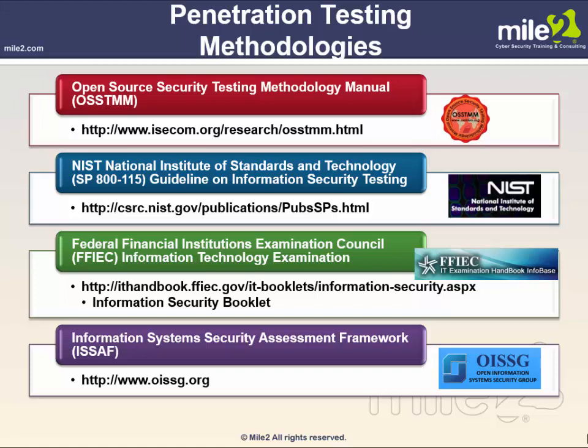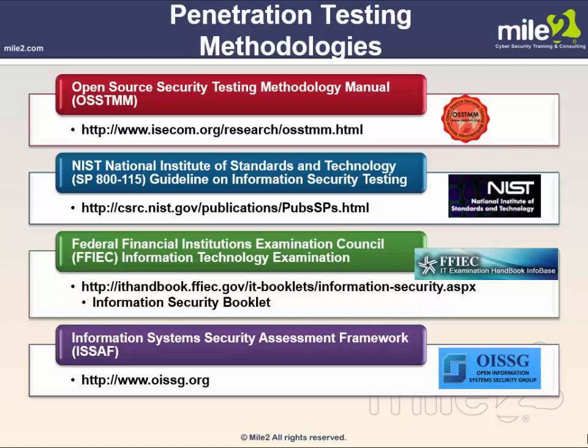NIST, National Institute of Standards and Technology. This is going to be coming off of the SP 800-115, which is the Guide on Information Security Testing, which can be found at csrc.nist.gov/publications/pubsps.html. Again, also highly recommend you at least take a peek at that. Then we have the FFIEC, which is your Federal Financial Institutions Examination Council, Information Technology Examination. And it has an IT handbook that you can check out at ithandbook.ffiec.gov/it-booklets/information-security.aspx, and look for the information security booklet.